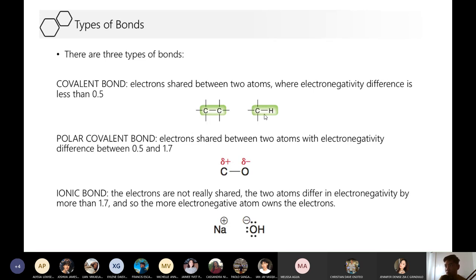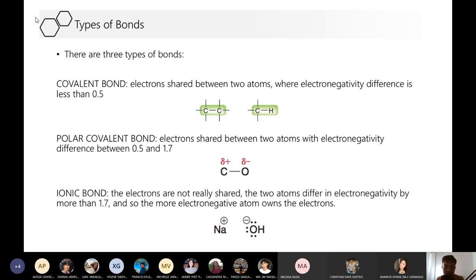For example, carbon-hydrogen bond, which are primarily found in alkanes. Alam ko na, mag-discuss na kayo na. So yun. So yung carbon-hydrogen bond natin, ang electronegativity difference natin dyan ay 0.4. Carbon is 2.5, hydrogen is 2.1, so that's 0.4, which falls under the category of non-polar covalent bond or simply covalent bond. No? So yan.